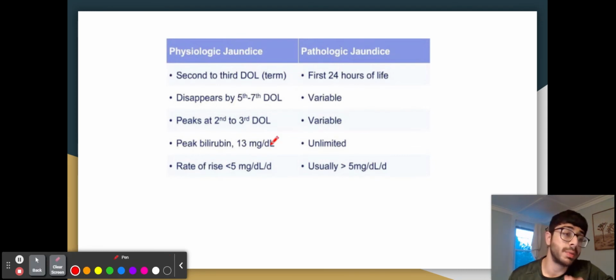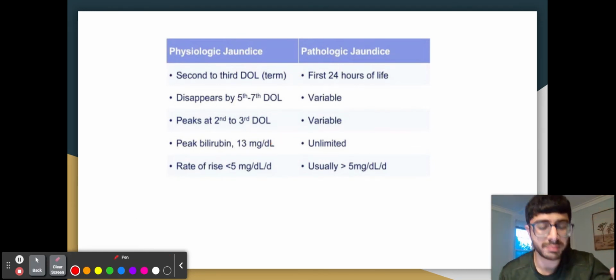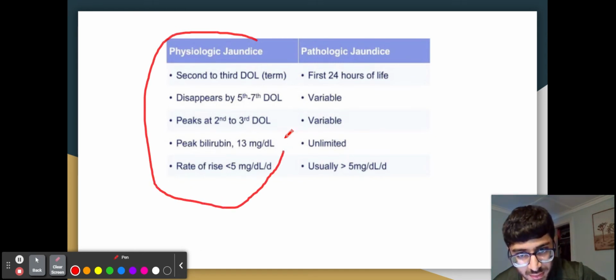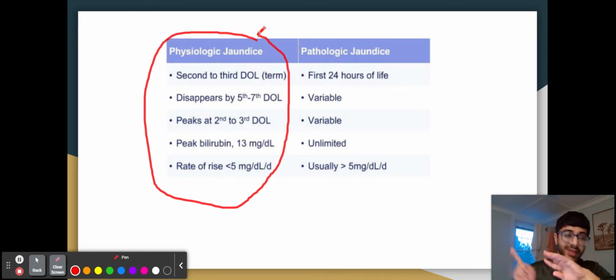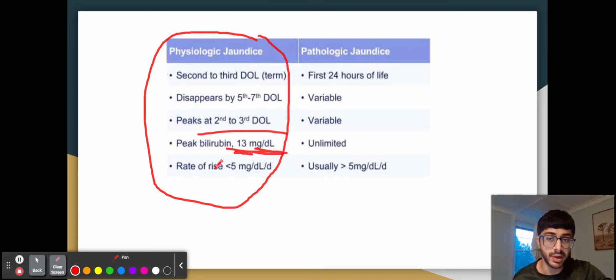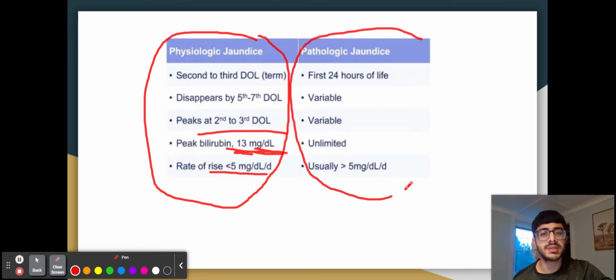Okay, jaundice. A lot of people get this wrong. You probably know this, but just people get this wrong, right? Physiological jaundice starts second to third day. So kind of like apnea of prematurity, it starts a little bit late. It disappears by the 5th to 7th day, and it peaks at the 2nd or 3rd day. Remember that 13 is the high number there, and less than 5 milligrams per day is the rate of increase. Pathological jaundice is anything above this.